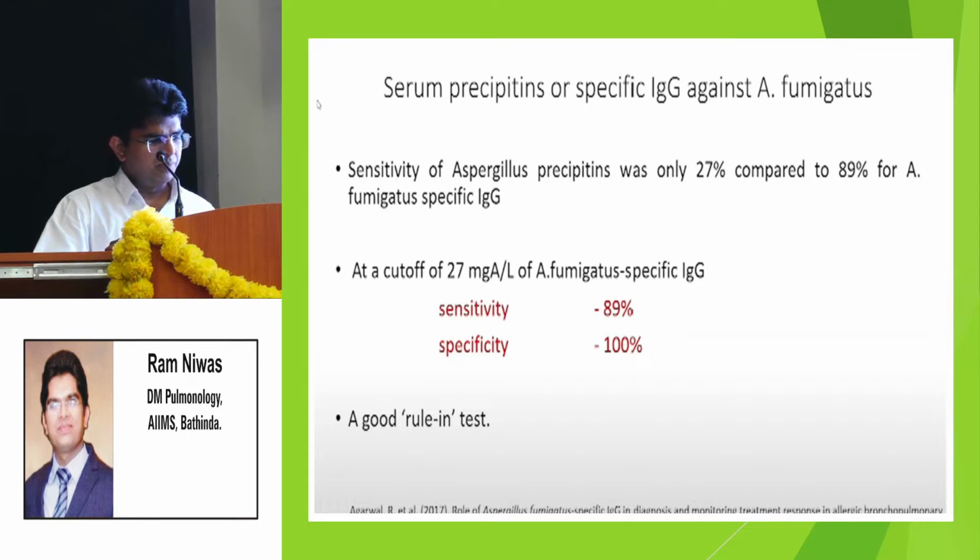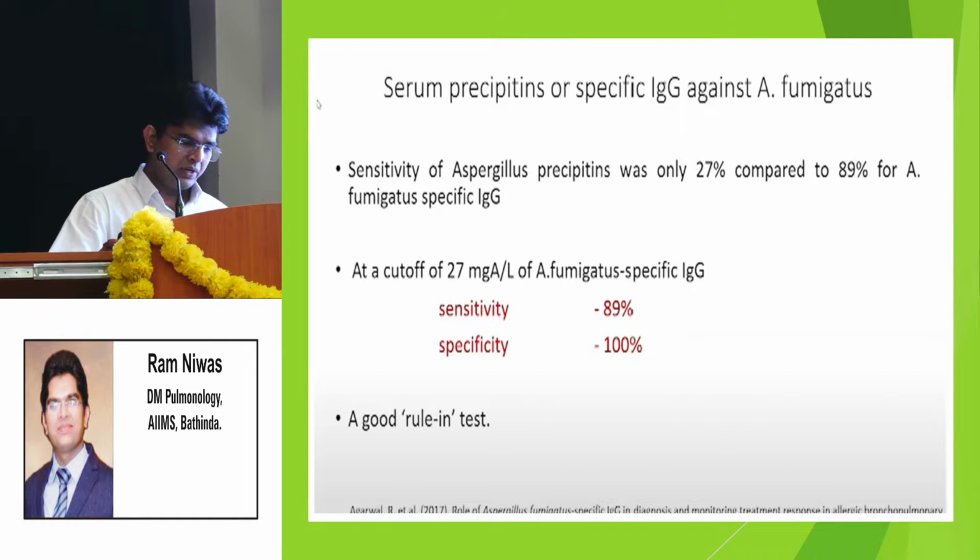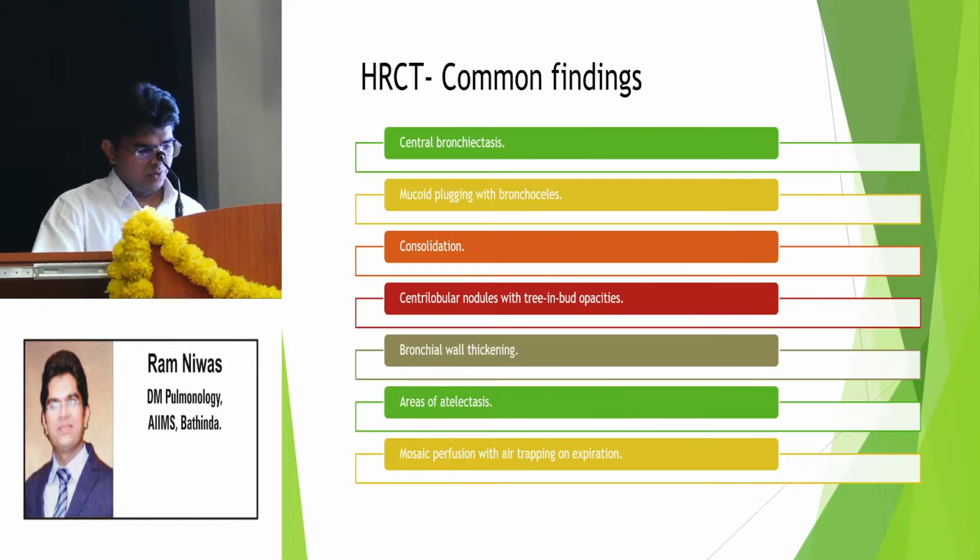Coming to the serum precipitin or specific IgG against Aspergillus. Serum precipitin is the surrogate marker for specific IgG, and the sensitivity is very low. It is 27% as compared to specific IgG. If we take the cutoff value of 27 milligram per liter of specific IgG, then sensitivity is 89% and specificity is 100%. So it is a very good test.